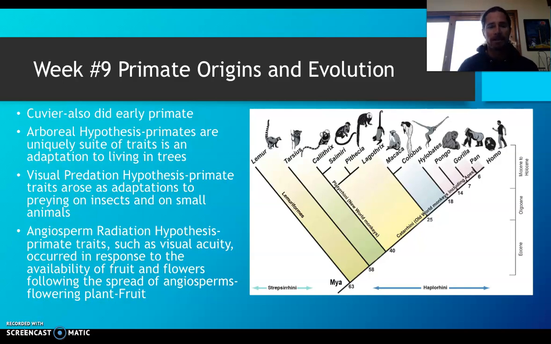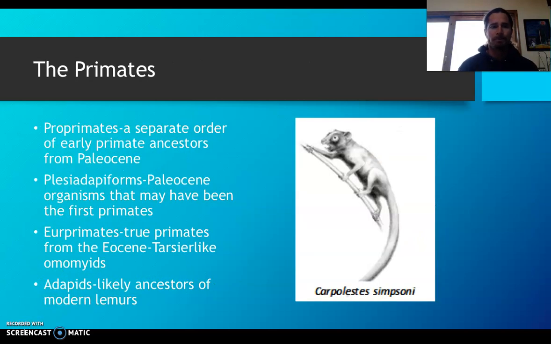Angiosperm radiation: primate traits such as visual acuity, which is seeing in color as well, occurred in response to availability of ripe fruit and flowers. So I think this is an important one as well: being able to analyze whether or not a fruit is ripe is also a vision thing. So it's related to visual predation, just on a kind of vegetarian, plant-based side of the house. So our Boreal hypothesis, visual predation, and angiosperm radiation are very big hints.